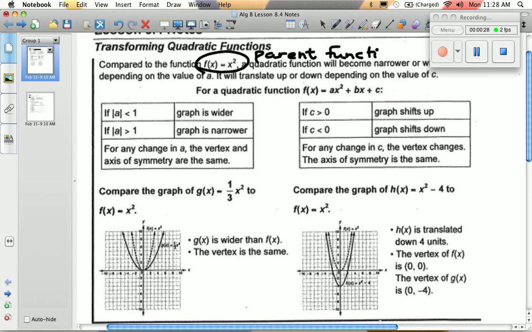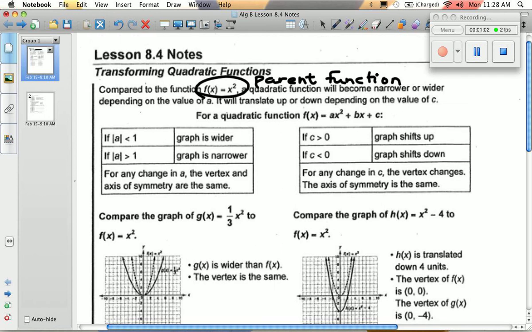So typically, when we talk about transforming, we typically talk about what happened to the parent function. What's the change from the parent function? Sometimes, though, they do have you comparing two of them, and one of them is not the parent function, and you're just comparing what's the difference between the two. But typically, we are comparing one quadratic function to the parent function and asking what would be the change here. So, compared to the function f of x equals x squared, our parent function, the quadratic function will become narrower or wider.